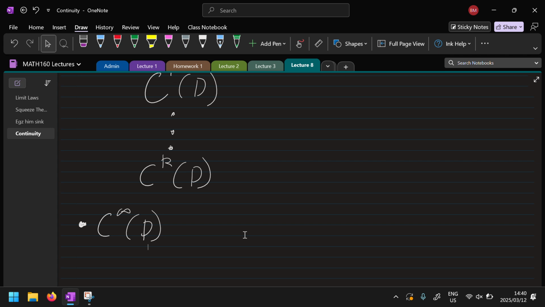x cubed is continuous. You do the derivative. You get 3x squared. That's continuous. You do it again. You get 6x. Is that continuous? We do it again. That's 6. Is that continuous? Yes. We do it again. We get 0. Is the 0 function continuous? Why not? Why did you say no?